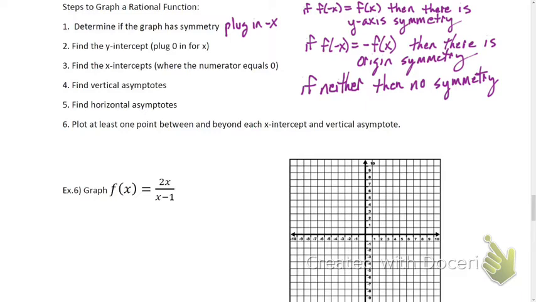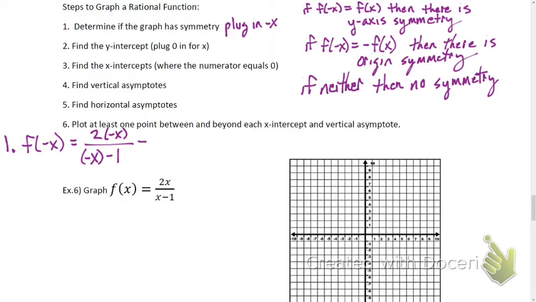For the sake of space, I'm going to start this one right here. Sorry that's not under the problem, but I want to try and fit all this stuff and see the steps all on one page. So I'm going to figure out if there's symmetry. So I plug in f of negative x, and I'm going to use parentheses. So negative x here, and negative x there.